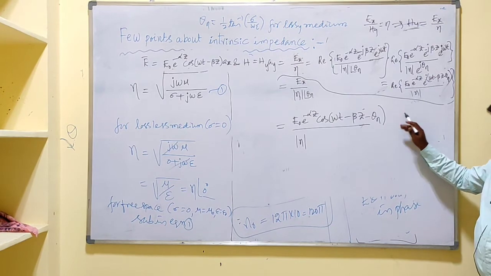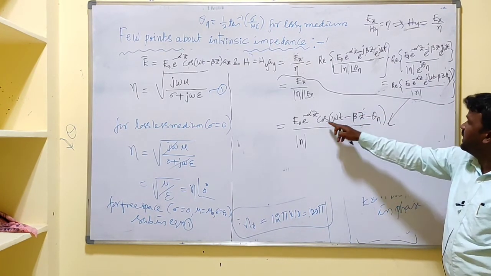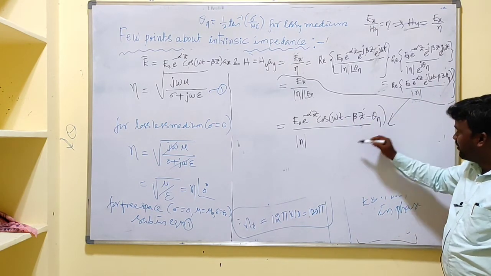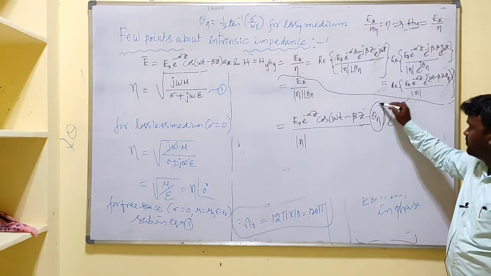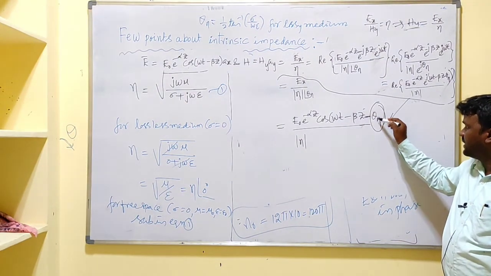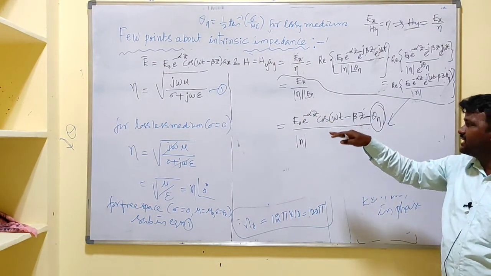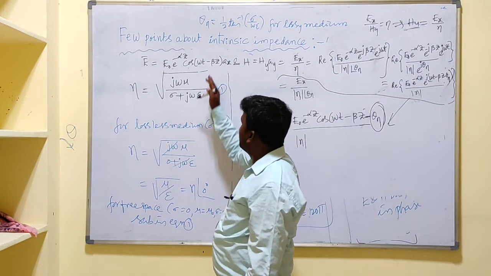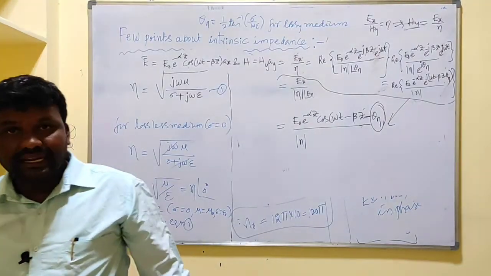Finally this equals E naught e to the power minus alpha z, real part of this, that is cos of omega t minus beta z minus theta eta, by mod eta. So what does minus theta eta mean here? H is lagging E by theta eta, or else E leads H by theta eta. This is all about the important points about intrinsic impedance. We will meet in the next class.